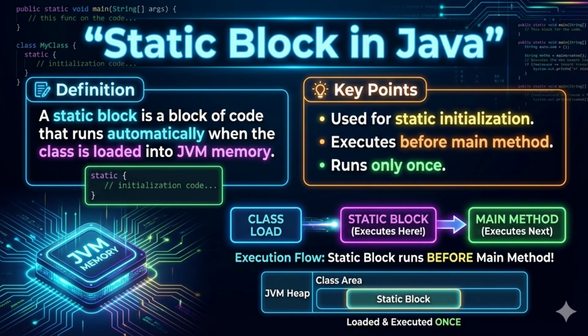Static blocks. A static block is a block of code that runs automatically when the class is loaded into the JVM. Key points. Used for static initialization. Executes before the main method. Runs only once. So static blocks are very useful when we want to execute some code at class loading time.